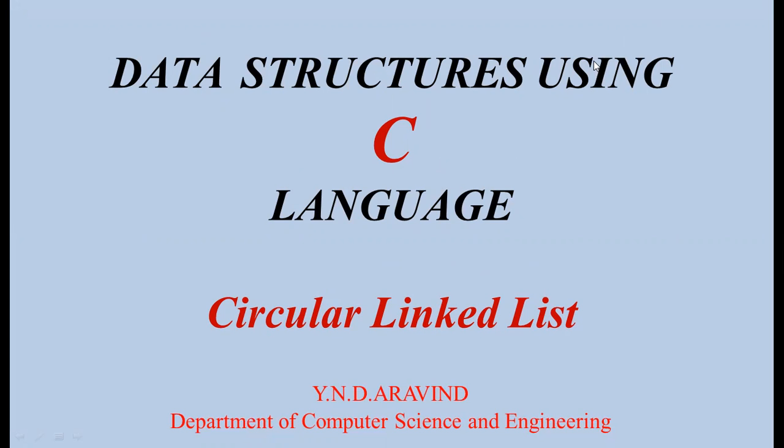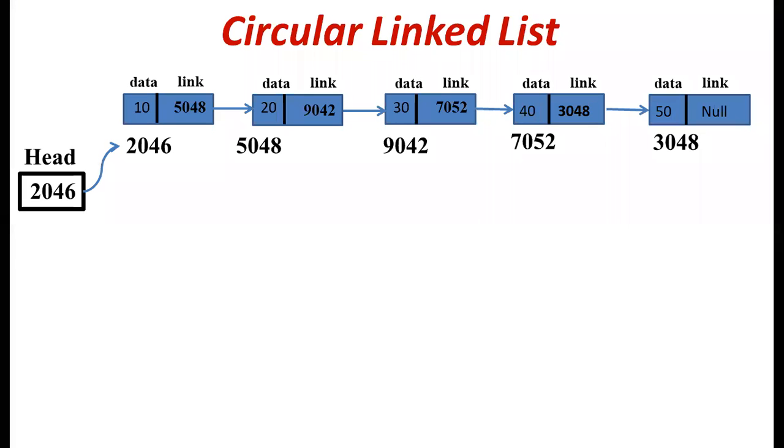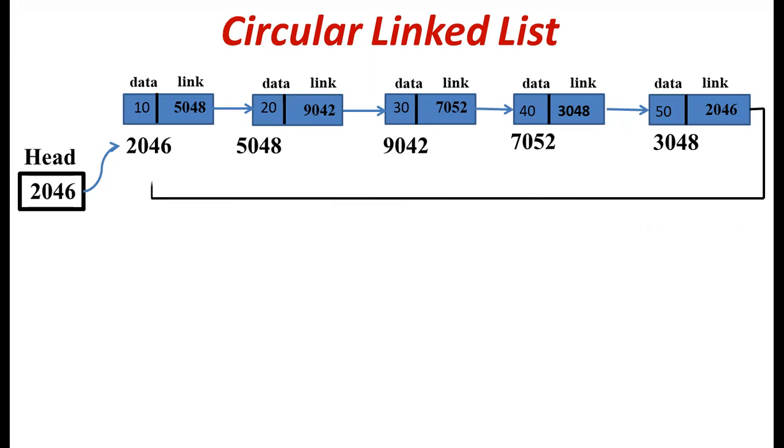Now, let us see what is a circular linked list. A circular linked list is a sequence of elements in which every element has a link to its next element in the sequence, and the last element has the link to the first element. That means a circular linked list is similar to the single linked list, except that the last node points to the first node in the list.